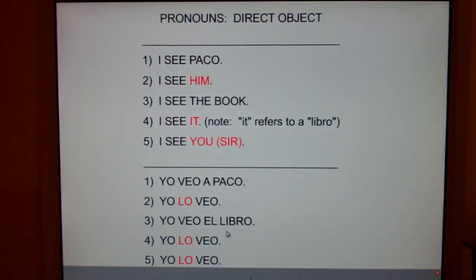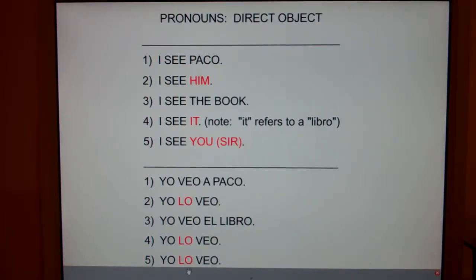Okay? Number three, I see the book. Now, is the book a person? No. So I don't need a personal A here. It's just yo veo el libro. Now, number four, I see it. Now, it is referring to libro, one male thing. Now, if libro is one male thing, the word for it has to be singular and male, which is lo. Now, notice, in English we say I see it. In Spanish we say it, I see. Okay, because remember, mays and tays and los and las go in front unless there's a magnet. If you're confused by magnets, type in magnet or type in pronoun placement.